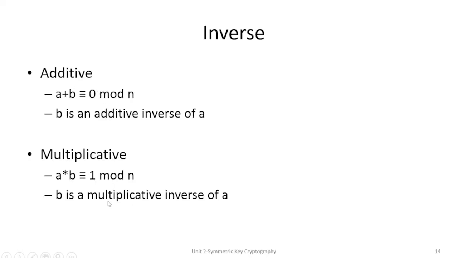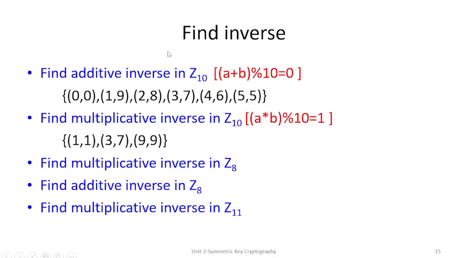Additive inverse, multiplicative inverse. Additive inverse means, for example, a plus b. If you add those two numbers a plus b and do the modulus operation, it should have the remainder 0. So we can rewrite this equation as a plus b mod n equivalent to 0. Likewise for the multiplication operation, a times b mod n should be equivalent to 1. So how can we find those? For example, I want to find the additive inverse in Z10. How can we find it? These concepts will be discussed in the next session. Thank you.